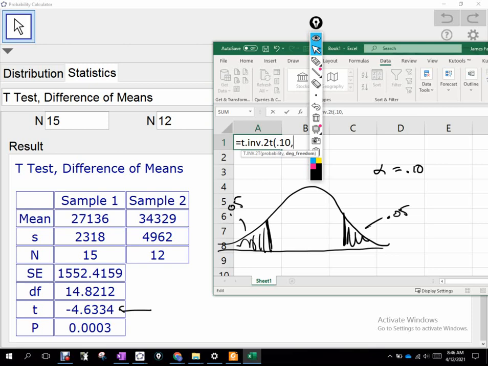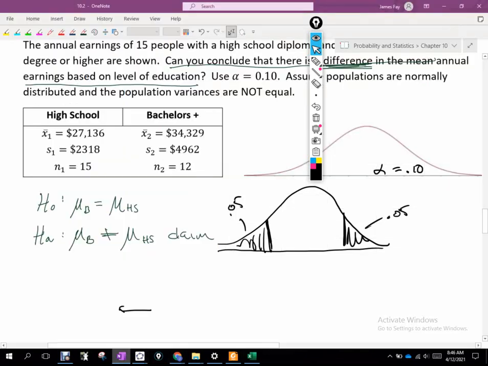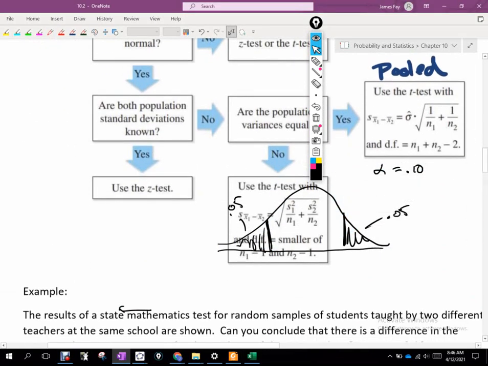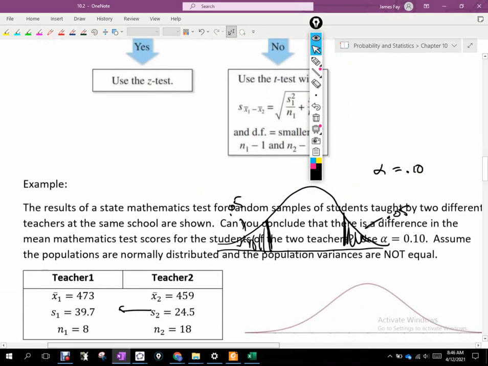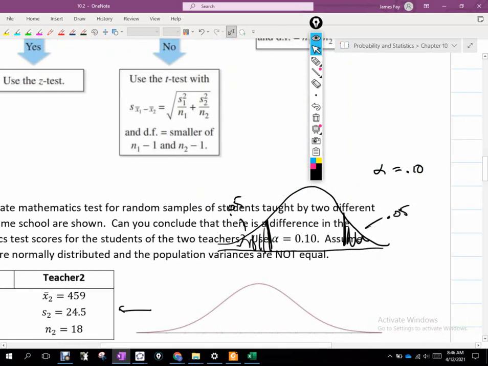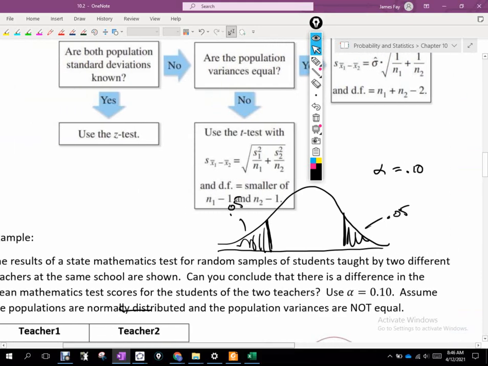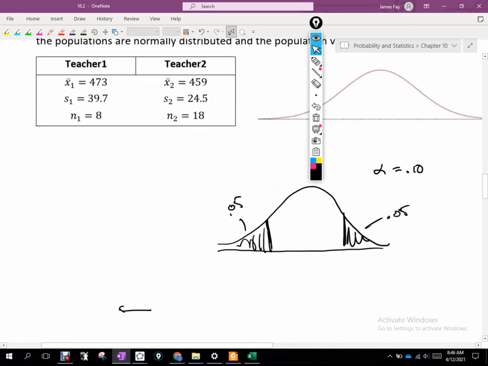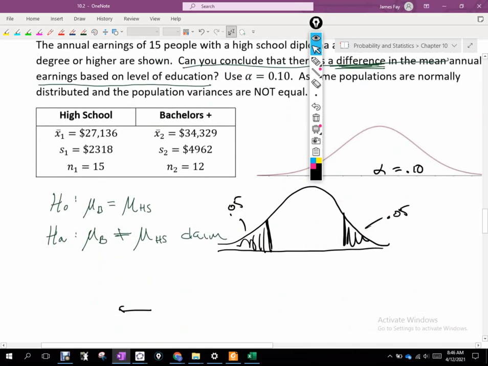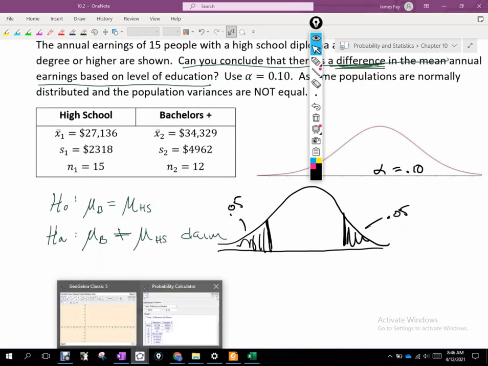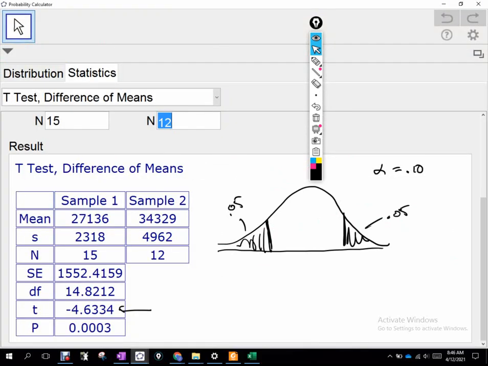That make sense? If I don't use it, I'm doing it all by hand, my degree of freedom has to be found using this tool here. They go n-1 and n-2, the smaller of those. So the smaller of those, you might be thinking, well, if we have 15, it'd be 15 minus 1, right? So our degree of freedom should be 14, right? Look at what GeoGebra did. GeoGebra gave 14.82 back. That's not 14, right?